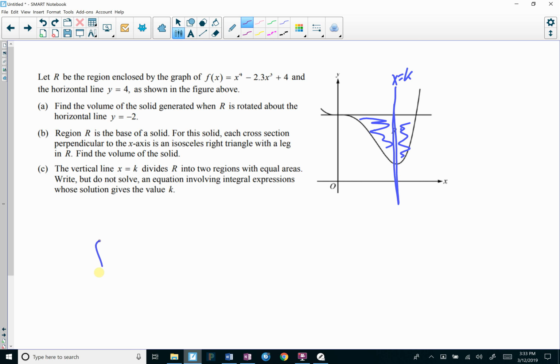Okay, so the first area is still top minus bottom, 4 minus f of x, dx. And that should be equal to the other one, top minus bottom, 4 minus f of x, dx. Now this one will go from 0 to k. This one will go from k to that 2.3 we found earlier. And boom, that's it. That's 2 points. And a lot of people miss that because they really overthink that one.